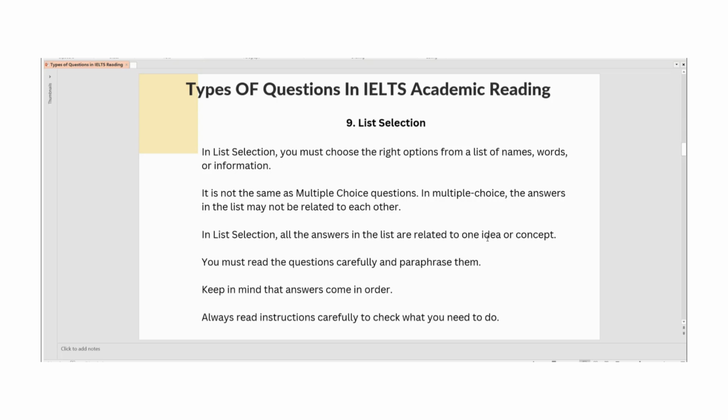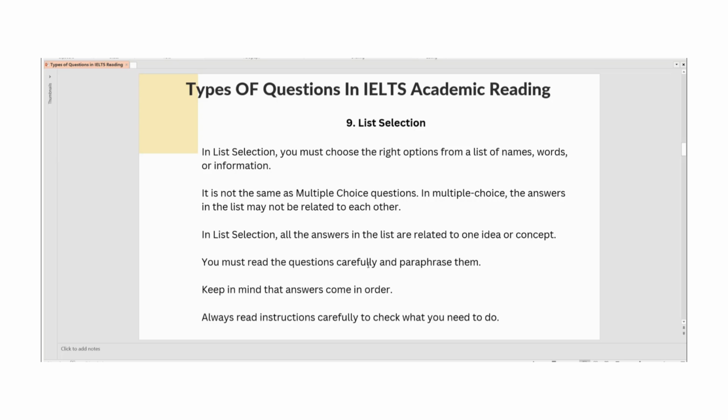The list may contain 3 options or 4 options, and all those options may be totally irrelated to each other. They may be related to each other, they may not be related to each other. But in list selection, all the answers are related to each other, and you have to actually find the options. You may have to find five options, four options, or three options which are related to the question being asked. You got my point?